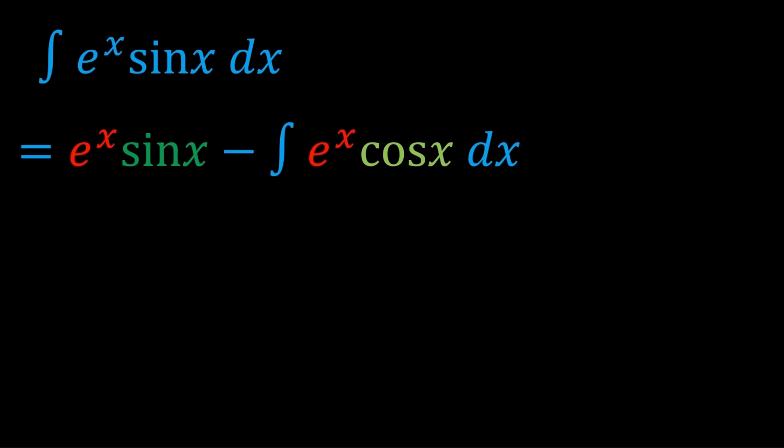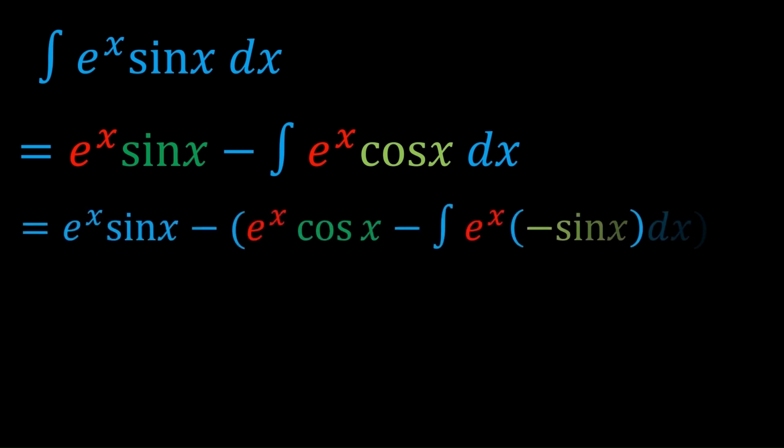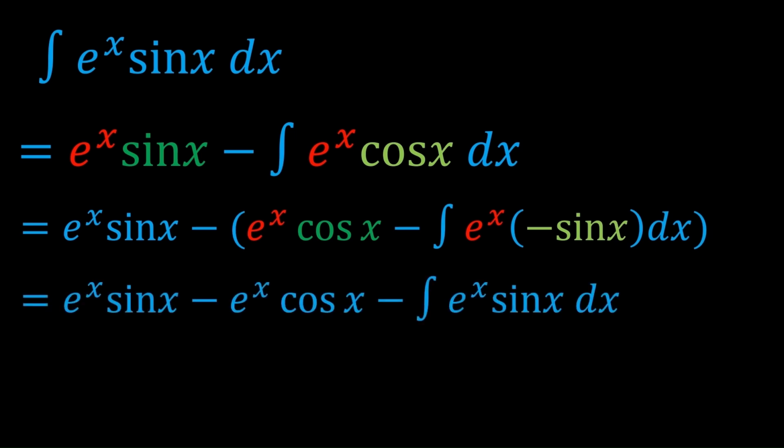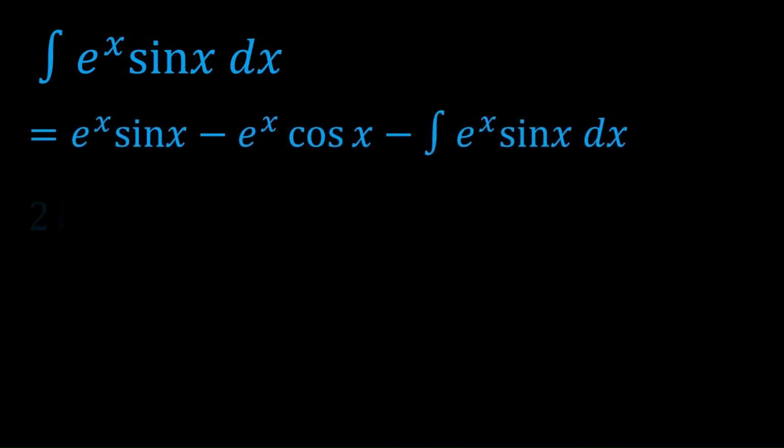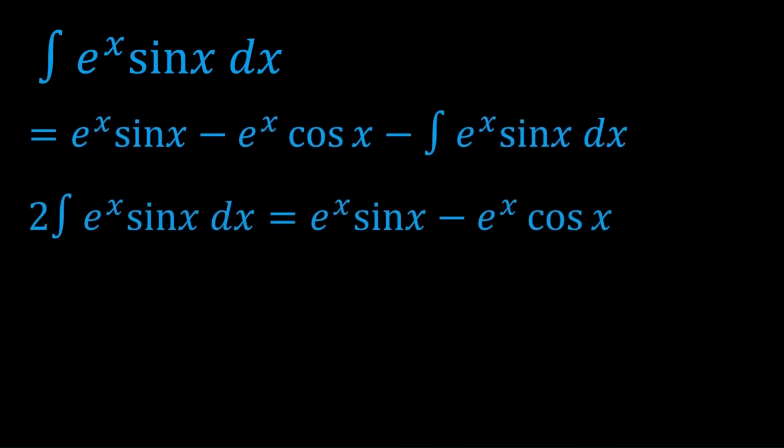So that would give something like this. Then we do IBP again on this other integral. We integrate e to the x and differentiate cos x. If we chose it the other way around, we would just go back to where we started. So when you do this, you get something like this. We then rearrange for the integral we're trying to solve, and halving both sides gives us the answer.